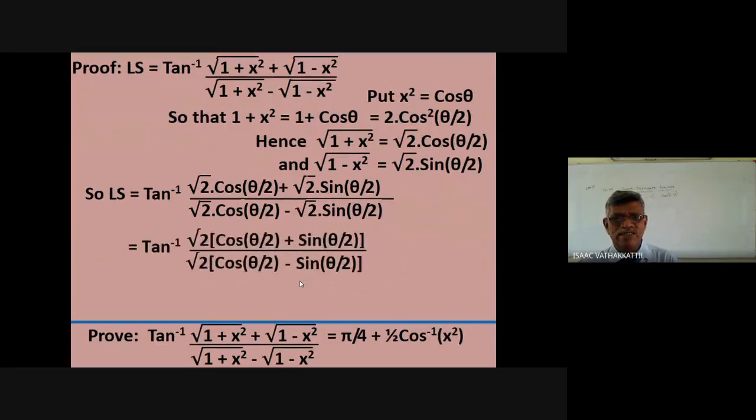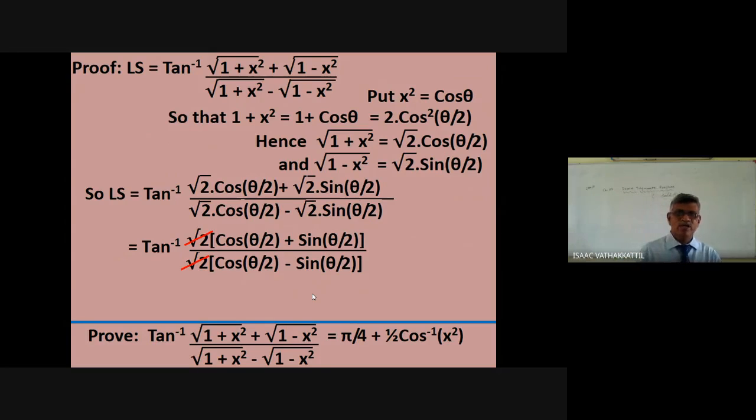Root 2 is common from numerator and denominator, and that cancels. Now we have cos theta by 2 plus sin theta by 2 upon cos theta by 2 minus sin theta by 2. What will we do? Now it is our routine step. We divide numerator and denominator with cos theta by 2.